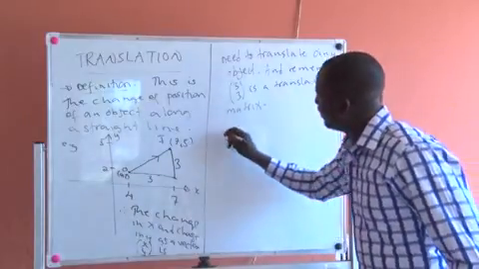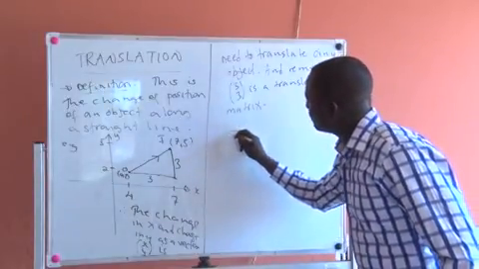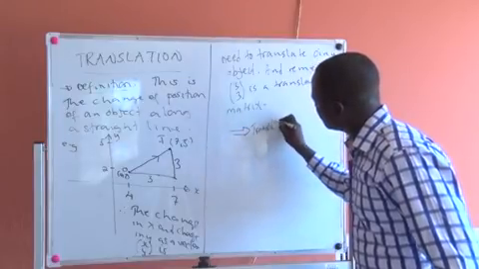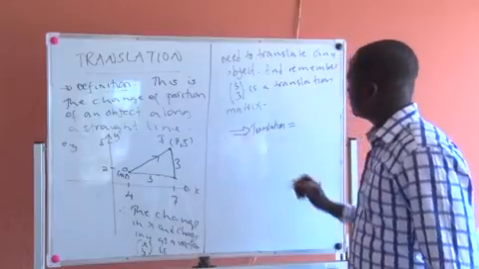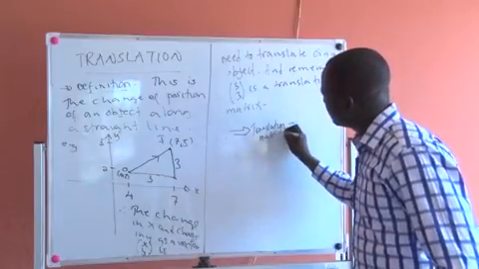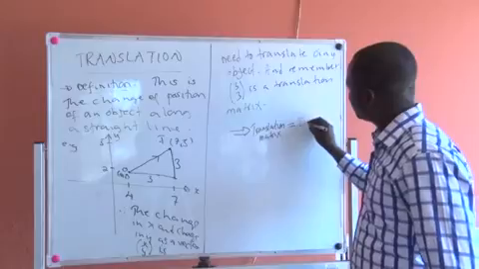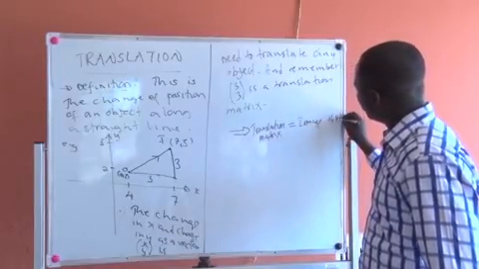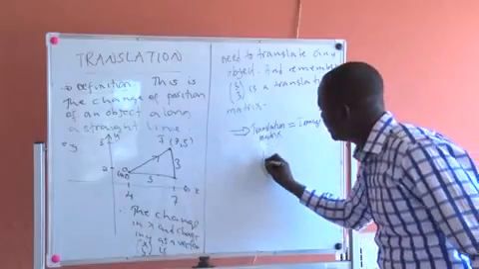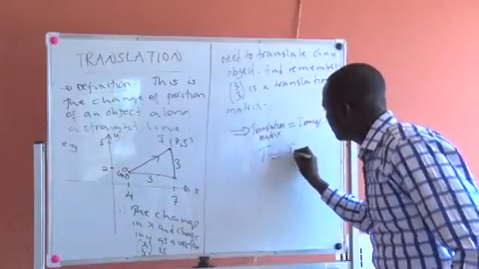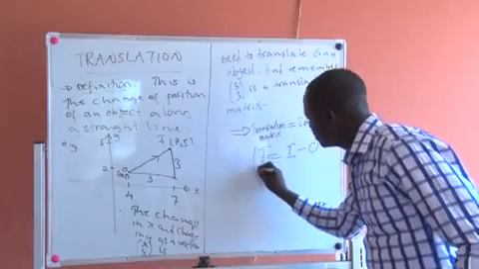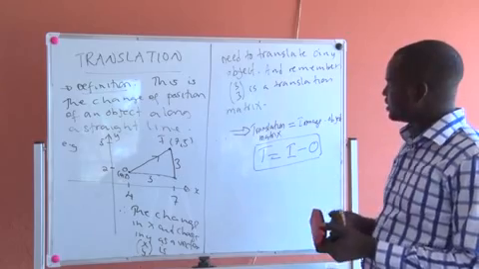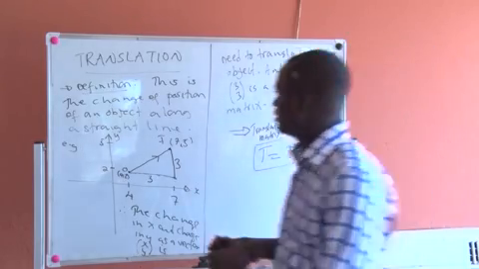So, therefore, this implies that the translation matrix can be calculated as image minus object. Image minus object. So symbolically, translation matrix equals image minus object. So given the image and the object, you are able to calculate the translation matrix.